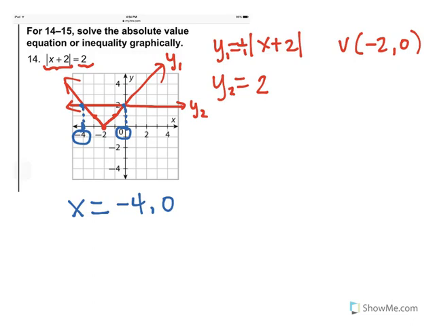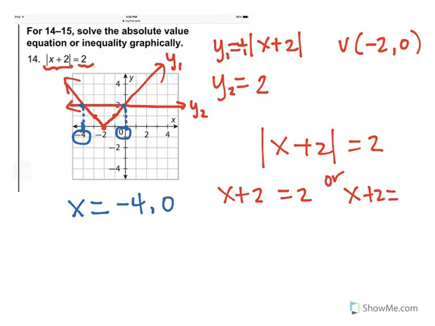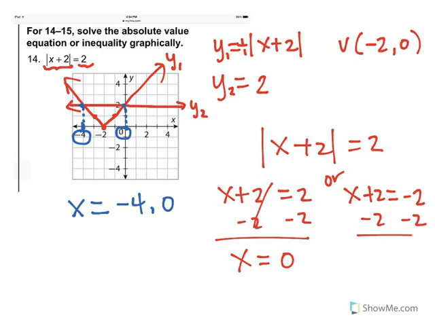Another way to look at this is actually to solve it using algebra. So rewriting the equation, we're going to rewrite it as two separate functions. So that would be x plus 2 equals 2, or x plus 2 equals -2, since we need to account for both values for the absolute value function. Subtracting 2 from both sides, we have x equal to 0 and -4.